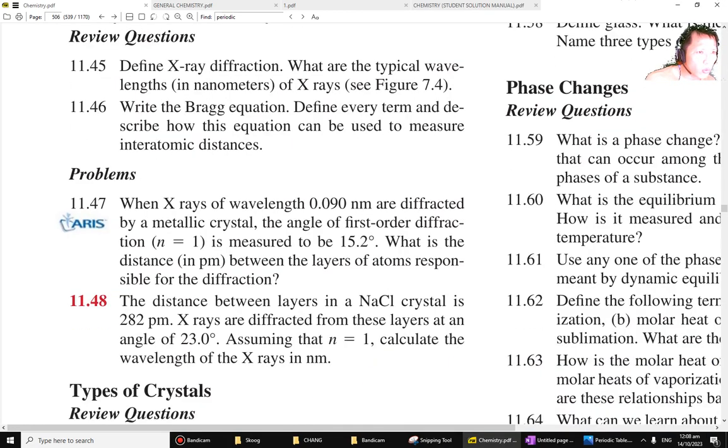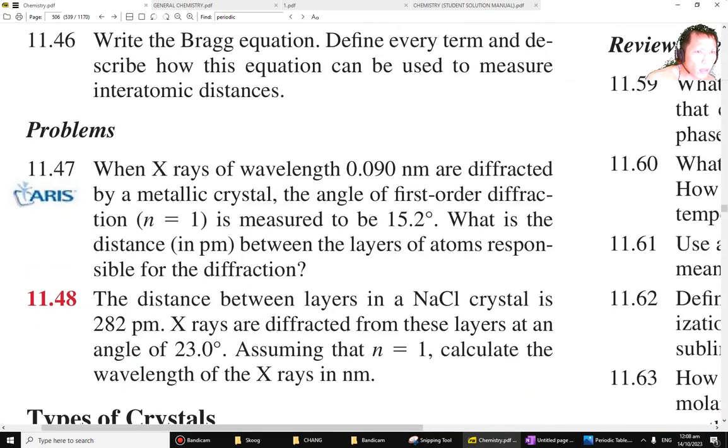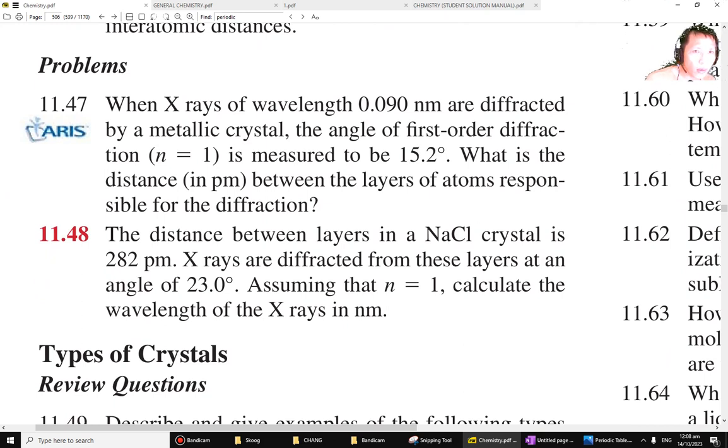So we come to the problem. When X-rays of wavelength 0.090 are diffracted by a metallic crystal, the angle of first order diffraction, when n is equal to 1, is measured to be 15.2 degrees. What is the distance in picometers between the layers of atoms responsible for the diffraction? So your unknown is D.